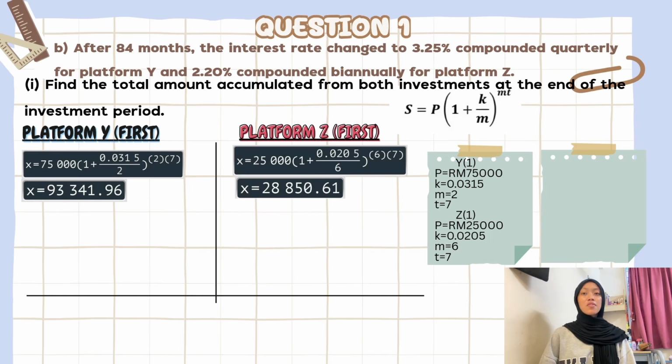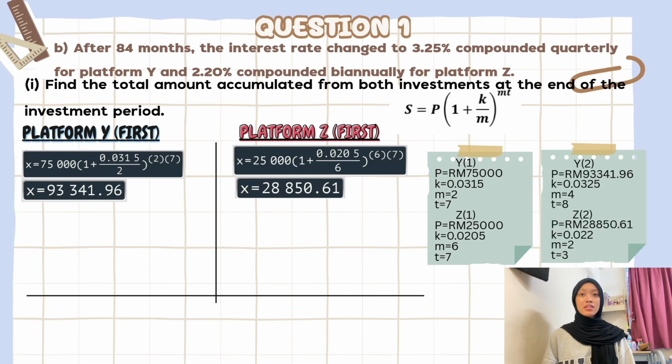After that, we will calculate for the remaining years, since Ms. Rafana invests 15 years for platform Y and 10 years for platform Z. This is the new information for platform Y: P equal to 93,341 ringgit 96 cents, K equal to 0.0325, M equal to 4, T equal to 8. For platform Z, P equal to 28,850 ringgit 61 cents, K equal to 0.022, M equal to 2, T equal to 3.